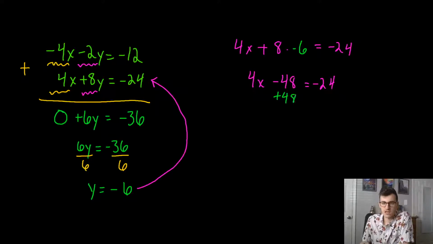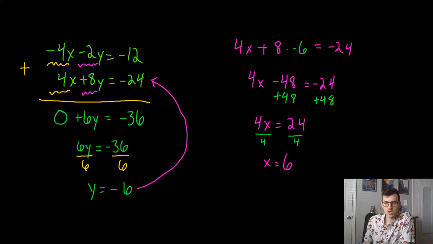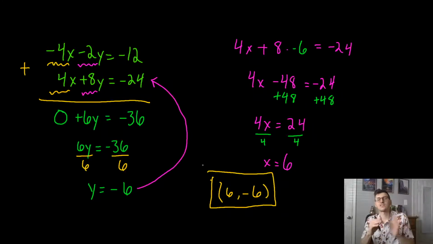Add 48 to both sides. Again, another type of elimination. 4x equals 24. Divide by 4 on both sides, and I'm left with x equal to 6. So then my solution would be x is 6, y is negative 6, right? Oops. That would be the solution to that system of equations.